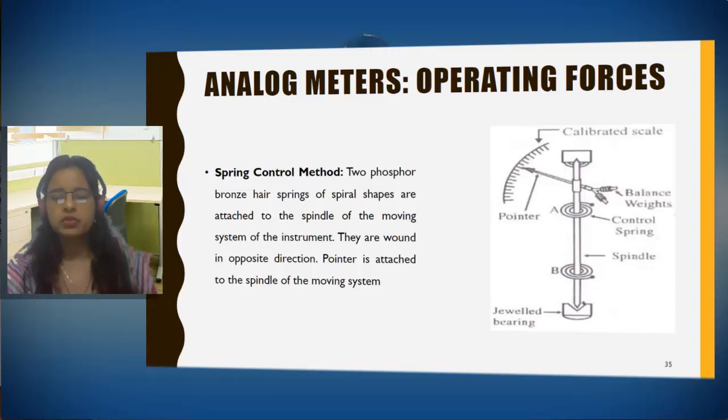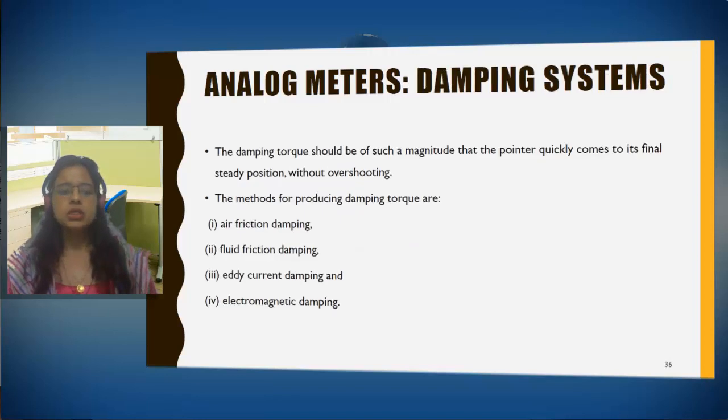The different operating forces have been discussed, and different effects which help in the deflection of the pointer have been discussed. So in the next video I'll discuss the different types of damping systems. These are very important for analog instruments. Damping, deflecting, all these effects are very important.